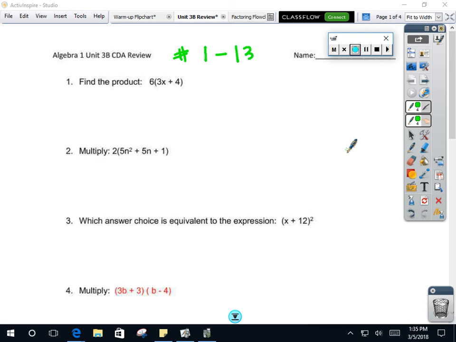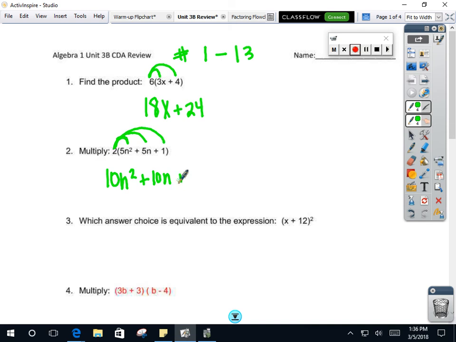Number 1, find the product. What does that mean when they say find the product? Multiply. How do you multiply something like this? Correct. 6 times 3x is 18x, and 6 times 4 is positive 24. Okay, number 2, multiply. How do you multiply those? 2 times 5n is positive 10n, and then 2 times 1 is positive 2. Okay, those are pretty easy, so questions 1 and 2 on the test should be pretty easy.